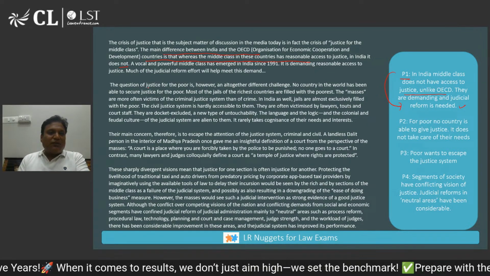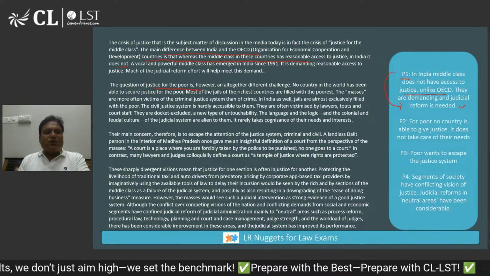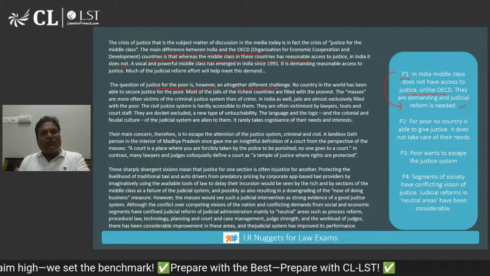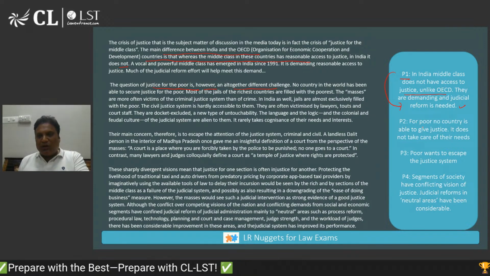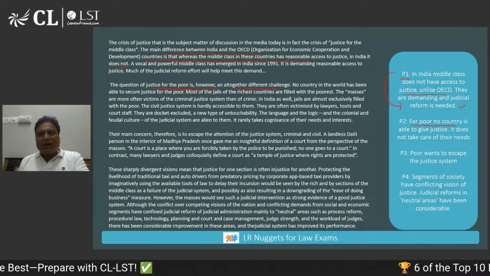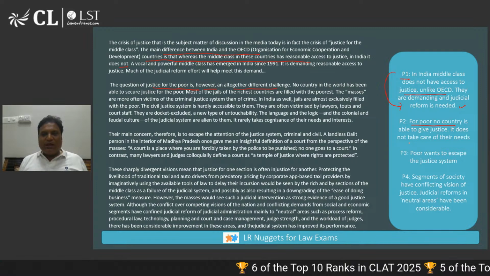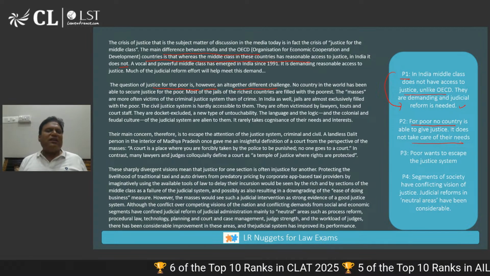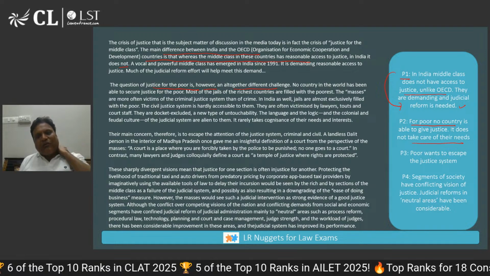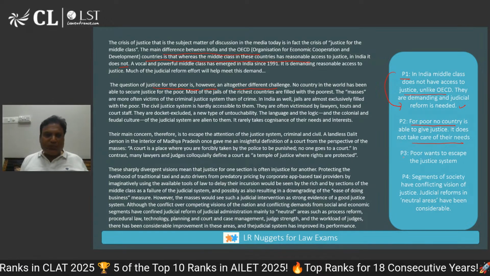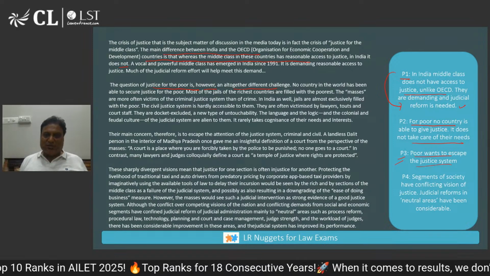The second paragraph starts on a different note altogether. The question of justice for the poor is, however, an altogether different challenge. No country in the world has been able to secure justice for the poor. So basically, the second paragraph is about how no country is able to give justice to the poor, and the justice system does not take care of their needs. Paragraph number three, the basic message is that the poor want to escape the system.